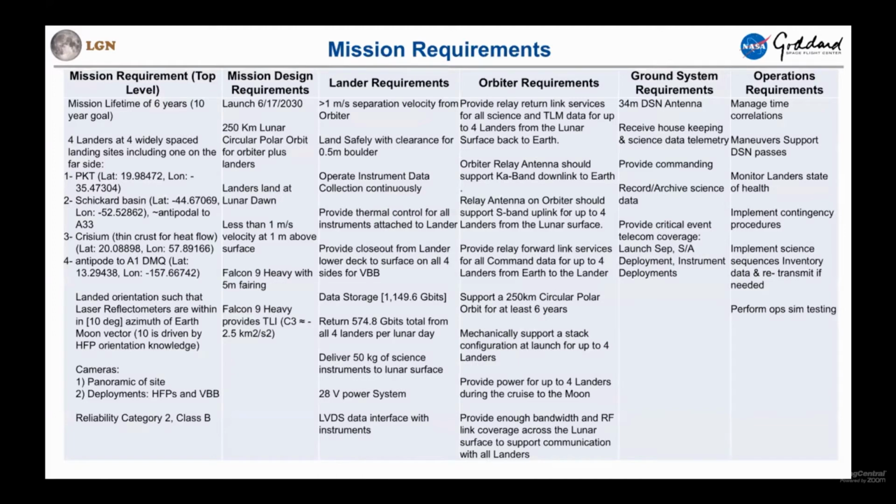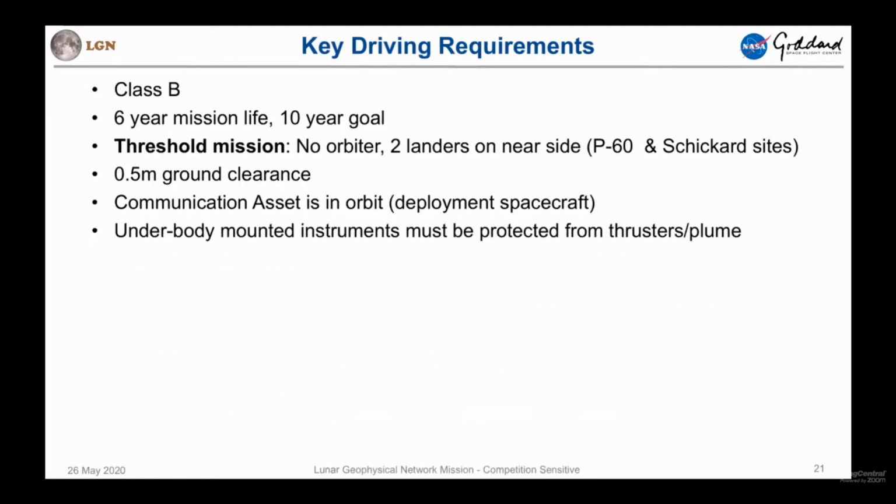So our goals, our objectives and our investigations led to a lot of mission requirements, and I put this in here to say that we went through this in a lot of detail, with a lot of iteration, too many Zoom calls since the middle of March, that's for sure. But it's good to talk to those folks from Goddard and our big science team, and that sort of kept me sane over the last couple of months. So, driving requirements: we have a Class B mission with a 6-year mission life with a 10-year goal. Our threshold mission, as I said, and our baseline mission we've already gone through.